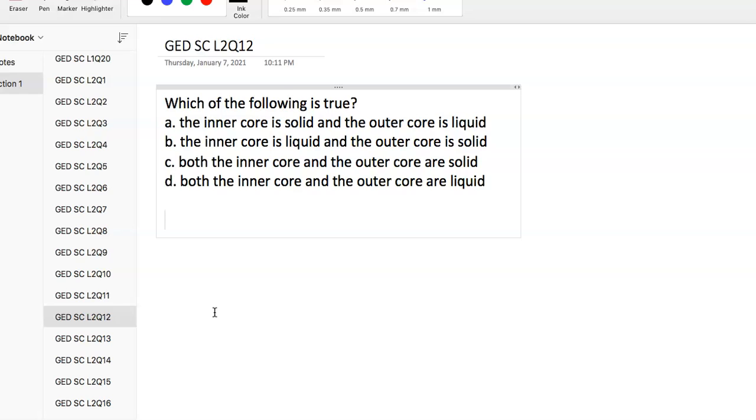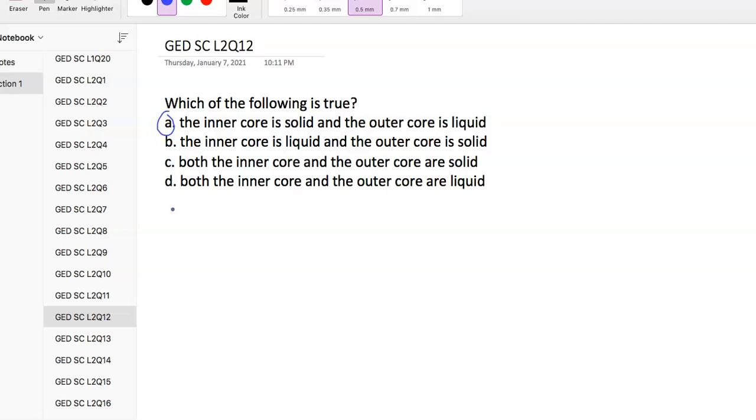Okay, question 12. Which of the following is true? So we want to know that the inner core is solid, outer core is liquid. So as you go deeper in the earth, temperature and pressure, they both increase. Although the inner core is really very hot, it is solid because it is experiencing very high pressure. The pressure in the outer core is not high enough to make it solid. So that's the reasoning there.